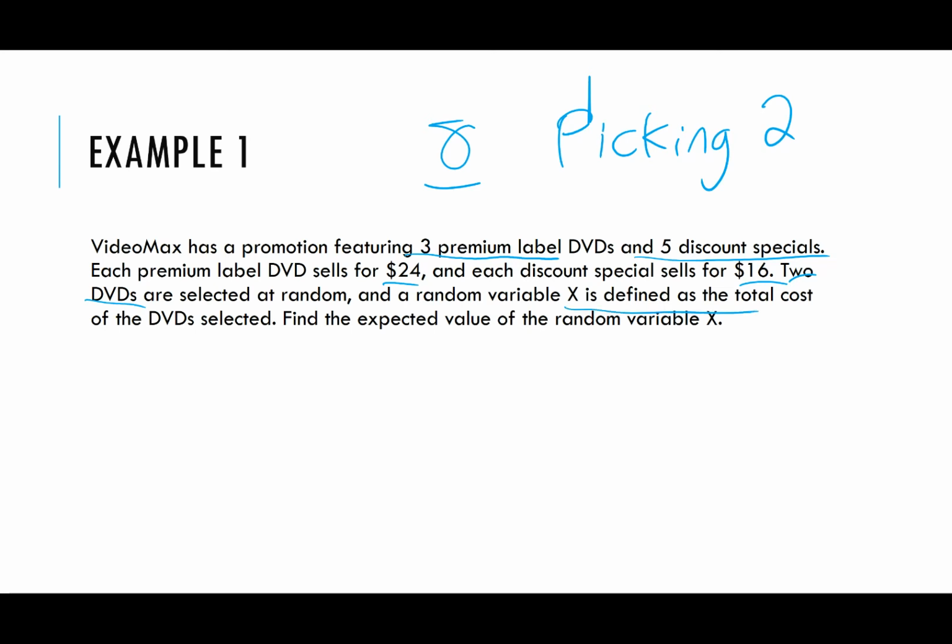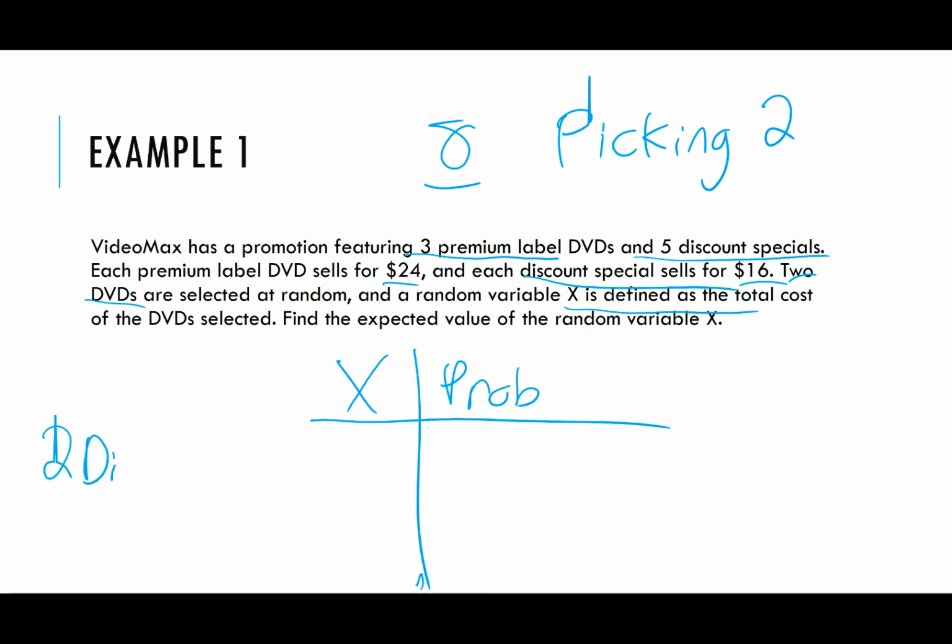Random variable X is defined as the total cost of the DVDs selected. So basically, you're going to pick 2 of them, and how much money are you going to walk out of the store paying? Well, there's a couple different possibilities. X, remember, is our variable, and we need the different outcomes that exist in the problem. So let's think about the different ways I could spend money. I'm going to pick 2 DVDs. It's possible I pick 2 discount special DVDs. Then I'm spending $16 and $16, which means I'm spending $32.